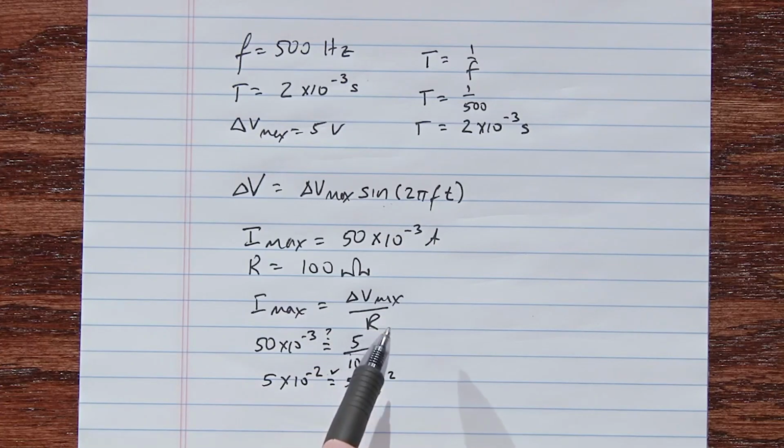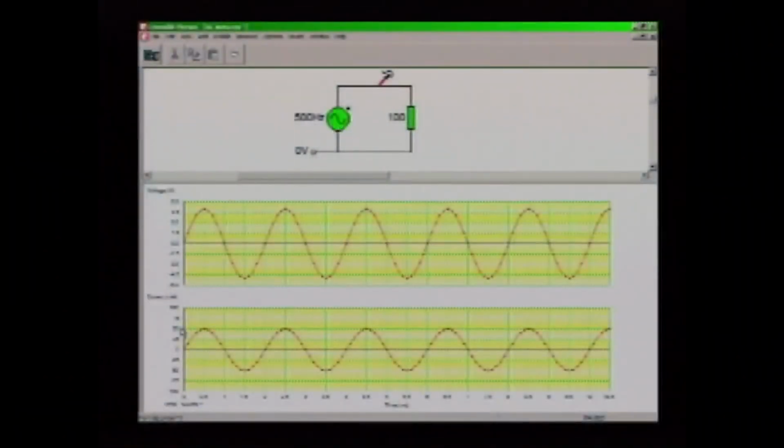Let's take a look at those graphs a little more closely. Here we see that when the voltage is equal to 0, the current in the resistor is equal to 0. When the voltage is a maximum, the current in the resistor is also a maximum. Voltage is 0, current is 0; voltage is its minimum, and the current is at its minimum, and so on. Wherever we have a peak in the voltage, we have a peak in the current.